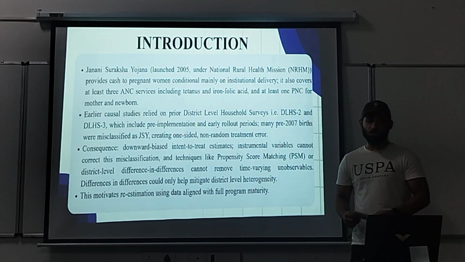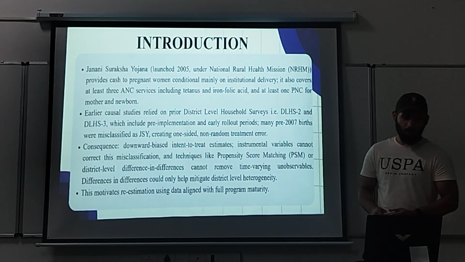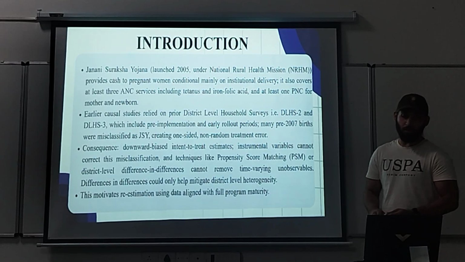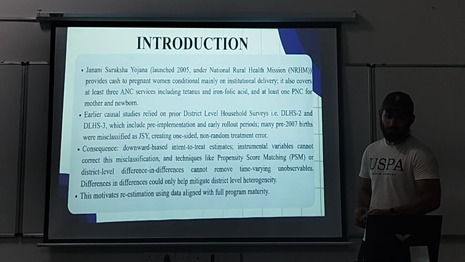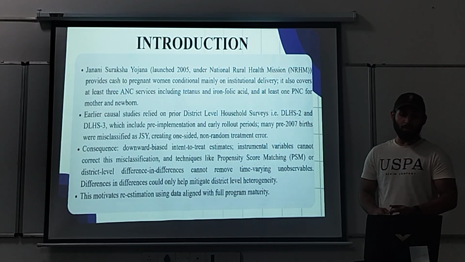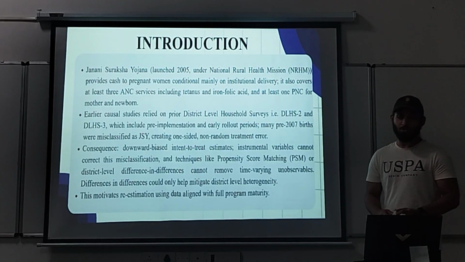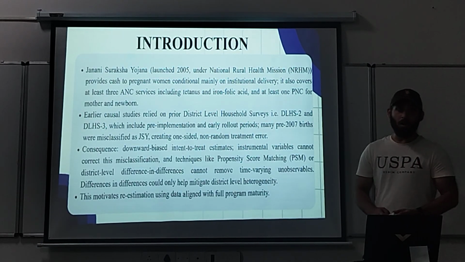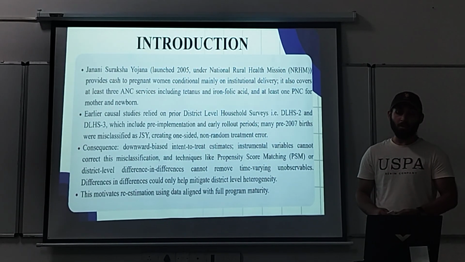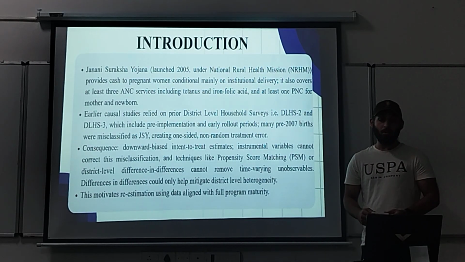So let's continue with a closer look at the Janani Suraksha Yojana, which was launched in 2005 under the National Rural Health Mission. JSY provides cash incentives to pregnant women, mainly to encourage institutional deliveries. Additionally, it covers at least 3 antenatal care services, including tetanus vaccination, iron folic acid supplementation, and at least 1 postnatal checkup for the mother and newborn. Earlier studies on JSY relied on prior district level household surveys, particularly DLHS 2 and DLHS 3, which include data from the pre-implementation and early rollout periods.